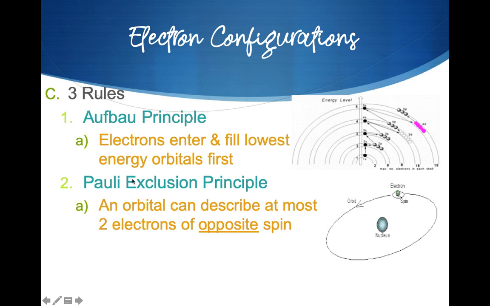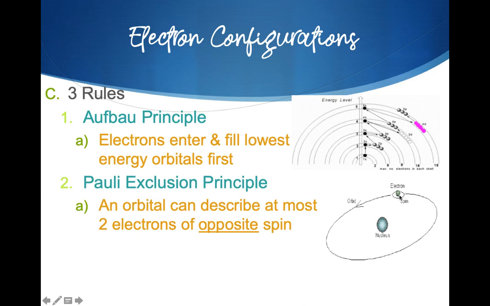And what the Pauli exclusion principle says is, if 2 electrons are in the same orbital, they have to be spinning in opposite directions. So if this electron was spinning counterclockwise, so spinning to the left, if there's another electron in its orbital, it would need to be spinning to the right.